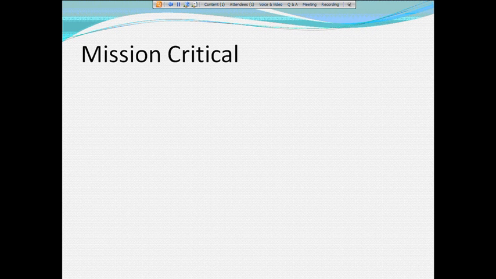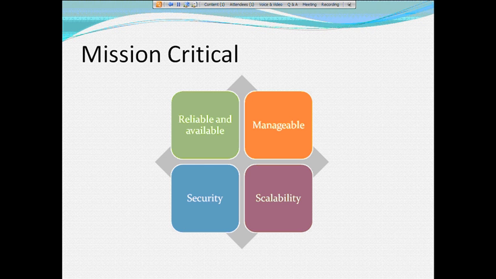Mission critical applications. Some of the BI solutions are very much important for the business. The business really depends on those reports, let's put it that way. And Microsoft Business Intelligence plays a very important role in mission critical applications.